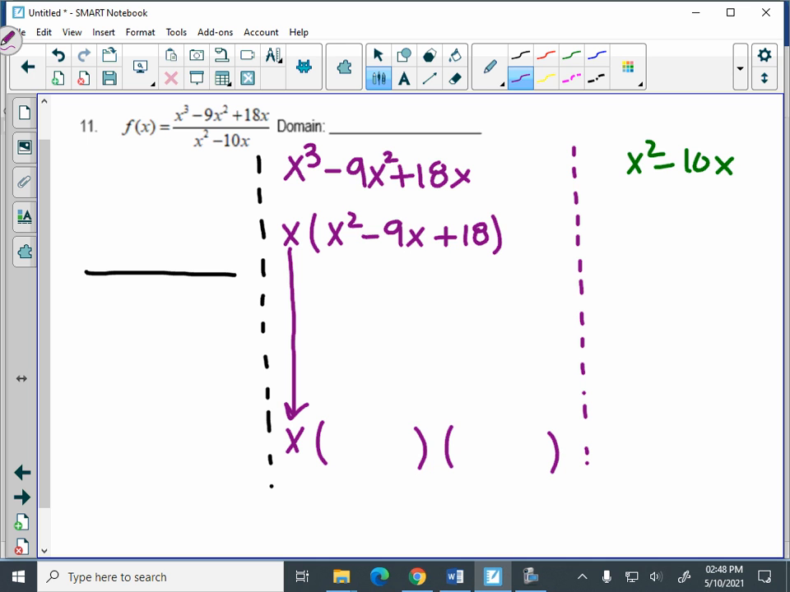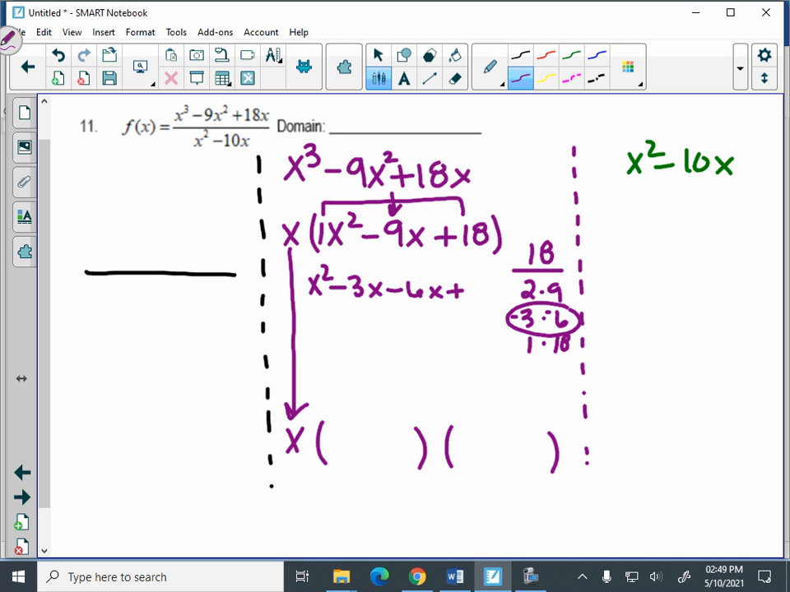So now we're going to multiply the first and last together. 1 times 18 is 18. And all the factors of 18 are 1 and 18, 2 and 9, 3 and 6. The 2 that combine to give me negative 9 are 3 and 6, but they're both going to be negative. So I write my middle as x squared minus 3x minus 6x plus 18.